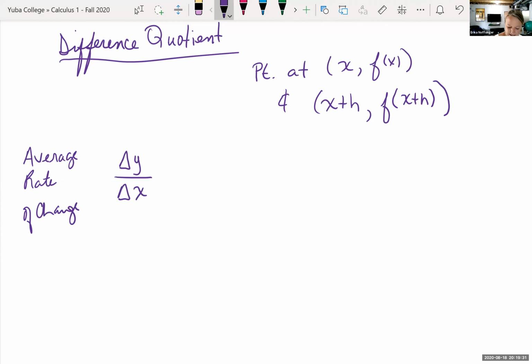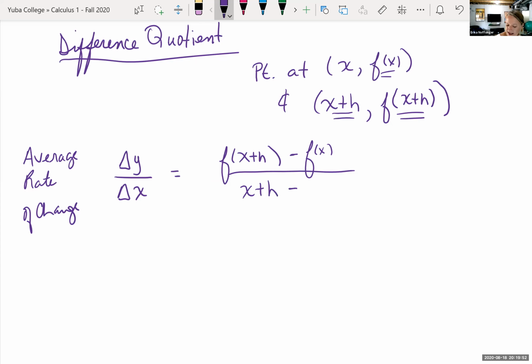We would look at the first y value. Let's look at f of x plus h minus our other y value, which is f of x, all over. I started with my y value for the second point, so I'm going to put x plus h first for my x value, minus the x value of this point up here, which is just x.